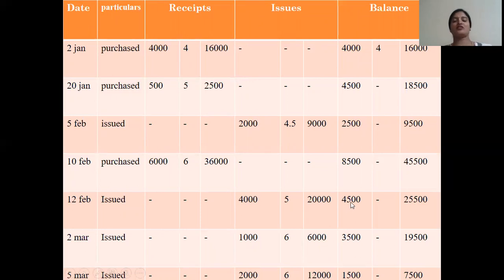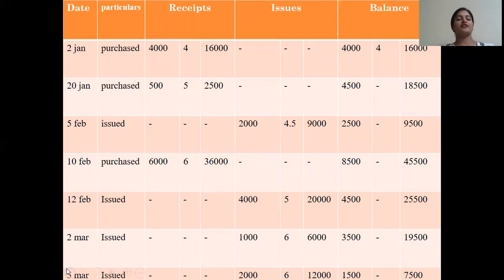So out of 4,500, you have issued 1,000. What is the balance available? 3,500, and the amount is 19,500. Now, immediately after the second issue, we need to go for the balancing because we should know what balance is available with us. After the second issue, we have only one lot. Directly we can go.